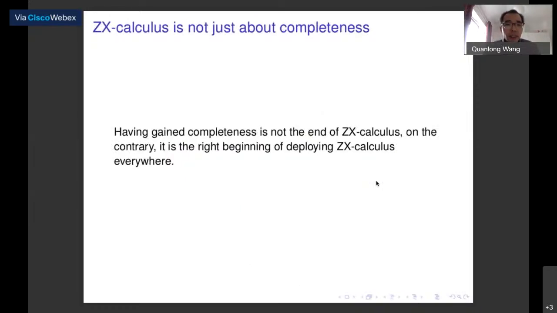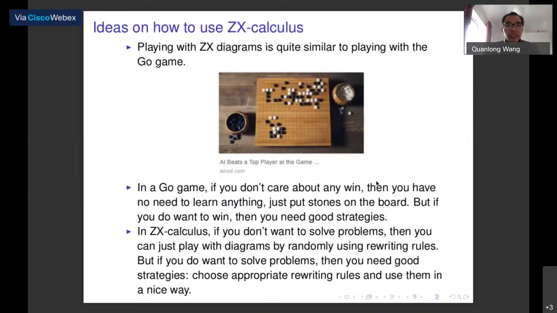But this calculus is not just about completeness. Once we have completeness, we are just at the very beginning of using this calculus everywhere. So how do we use this calculus? Playing with these diagrams is quite similar to playing a Go game. In a Go game, if you don't care about winning, then you have no need to learn anything. You just need to put stones on the board. But if you do want to win, then you need some good strategies. Similarly, in this calculus, if you don't want to solve any problem, then you can just play with the diagrams by randomly using rewriting rules.